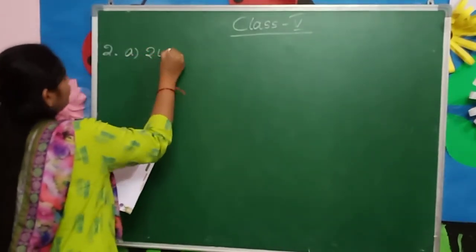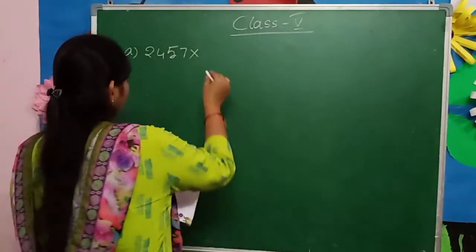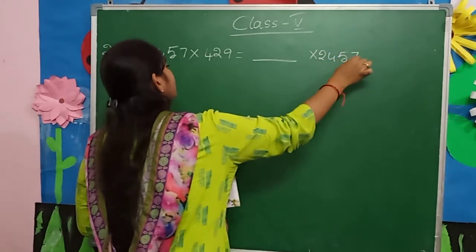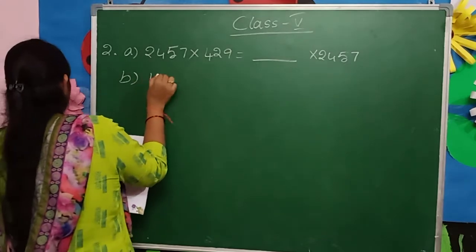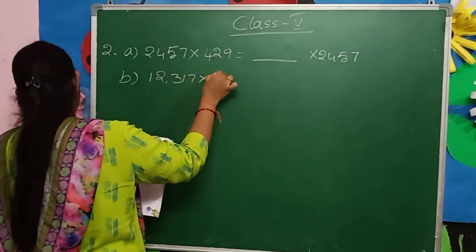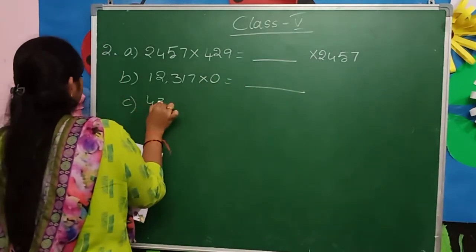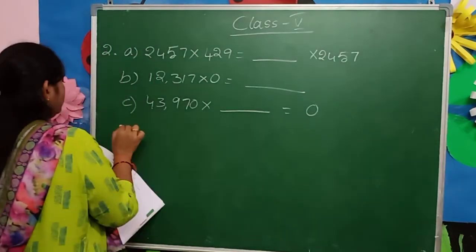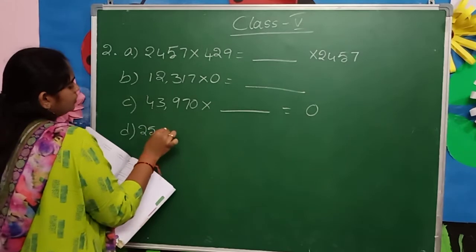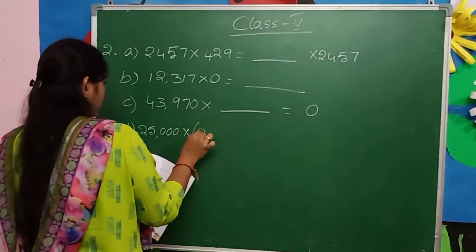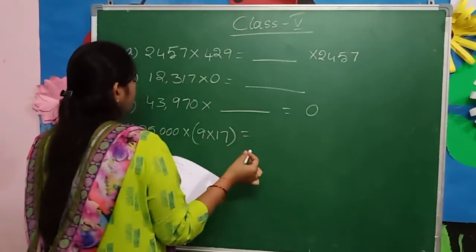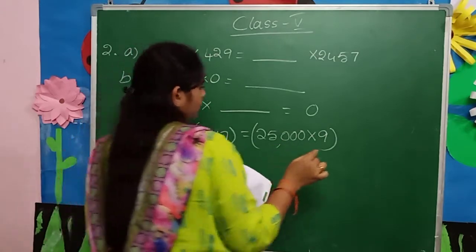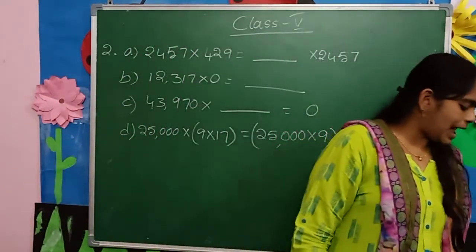First one, 2457 into 429 is equal to dash into 2457. And the second one is 12,317 into 0. Next, third one, 43,970 into dash is equal to 0. Next, the last one, 25,000 into 9 into 17 is equal to 25,000 into 9 into dash, right? These are the four blanks we are given, right?